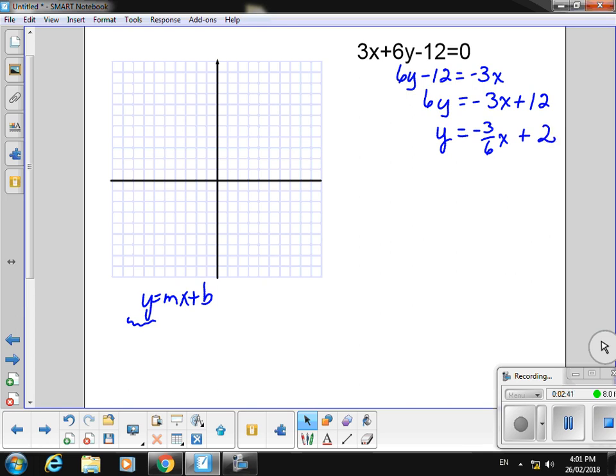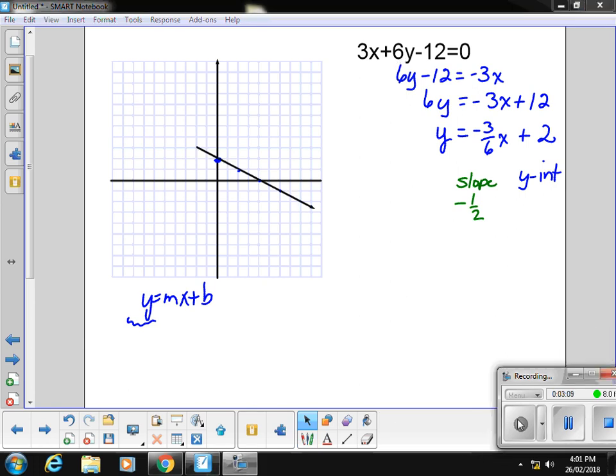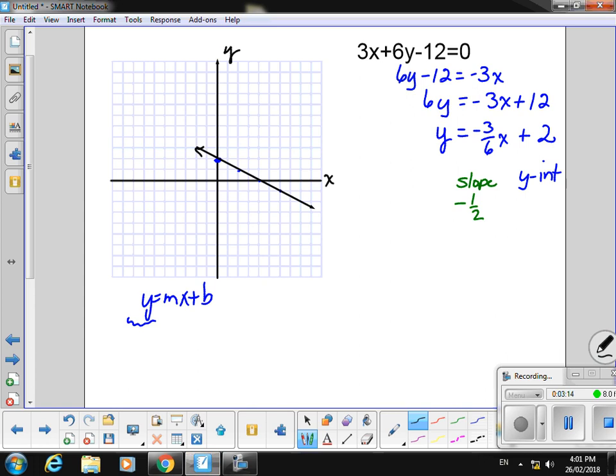So I can graph that with my y-intercept. My slope, I can use negative 3 over 6, or just remember that in reduced form, that's negative 1/2. So with my understanding of graphing, I can do a y-intercept of 2. And from there, my slope is down 1 over 2, down 1 over 2. And I have a slope of negative 1/2. There we are. 3x plus 6y minus 12 equals 0 is this line.